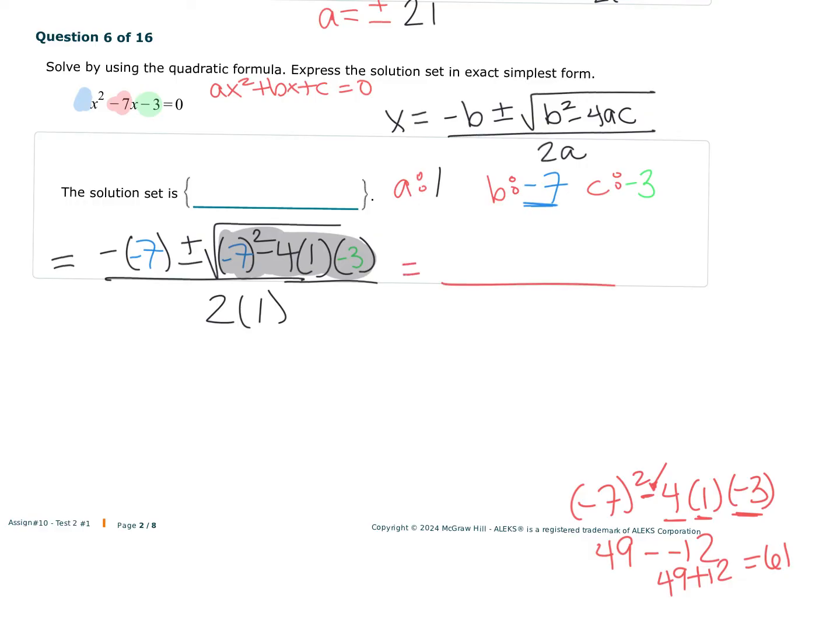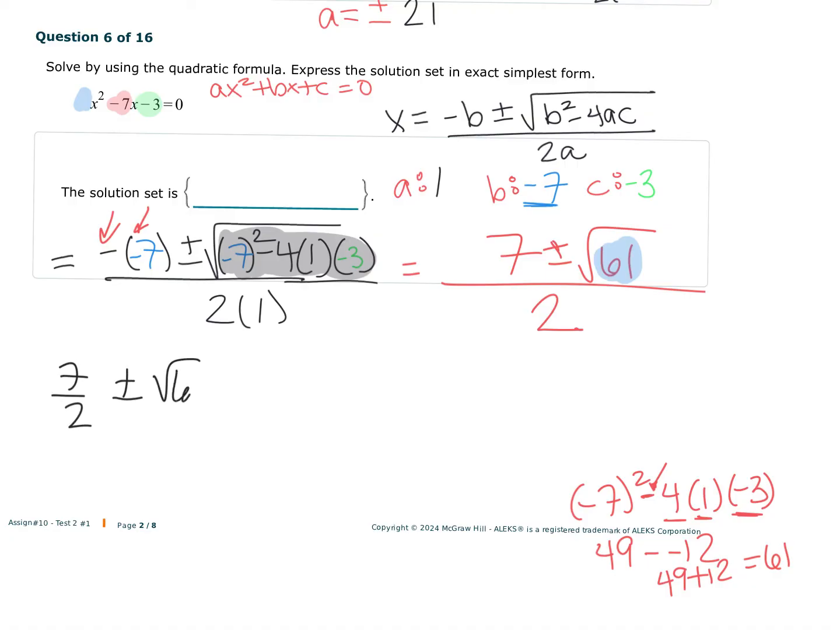Okay, that means I'm going to have a 61 inside of my square root, and then I can clean up the other stuff here. So this negative negative here becomes a positive 7, and then 2 times 1, of course, is just 2. Now at this point, I notice a few things. I notice that 61, I can't break that apart, and there's no perfect square, so I can't actually simplify the square root of 61. And because I can't simplify it, I'm basically done with this problem. And I could rewrite it as 7/2 plus or minus the square root of 61 over 2.